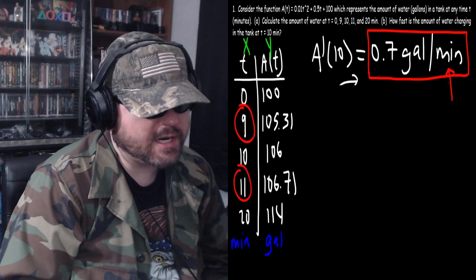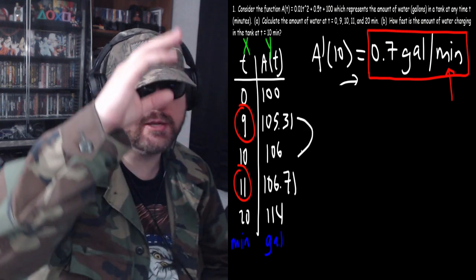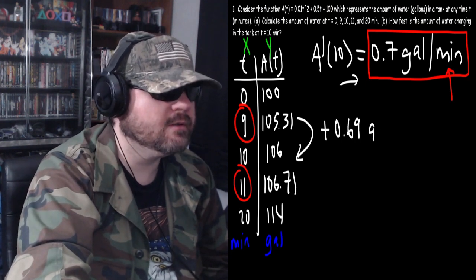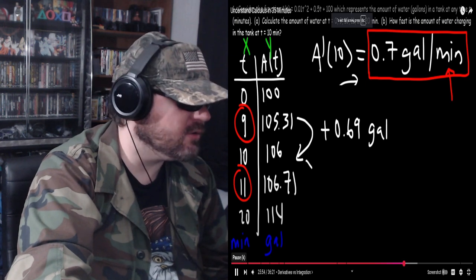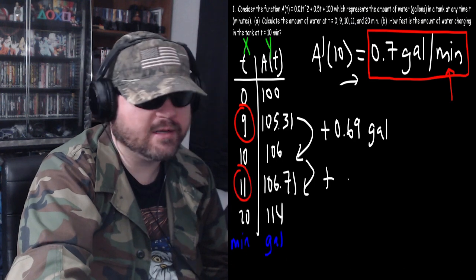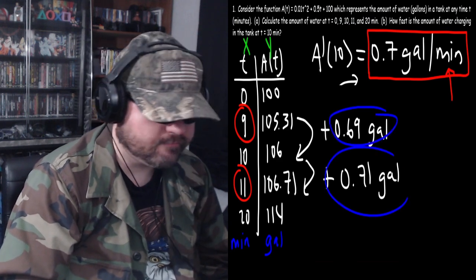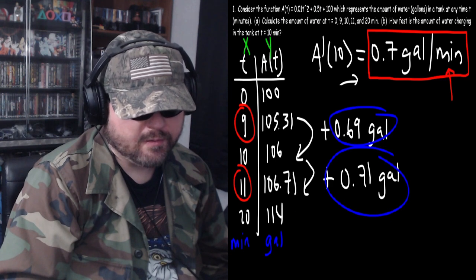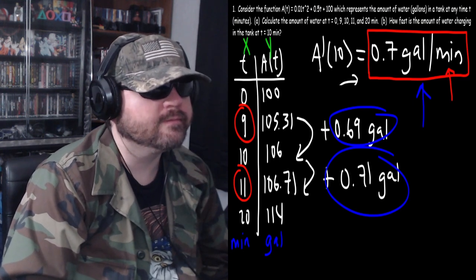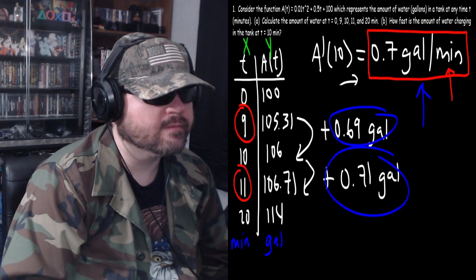And so looking at the table, going from 9 minutes to 10 minutes, in 1 minute, the increase in the amount of water was 0.69 gallons. And going from 10 to 11 in the next minute, the increase in the amount of water was 0.71 gallons. So if we were to average the changes from 9 to 10 and 10 to 11, it will give us 0.7 gallons per minute. And so hopefully this example illustrates how derivatives can be used to calculate an instantaneous rate of change.